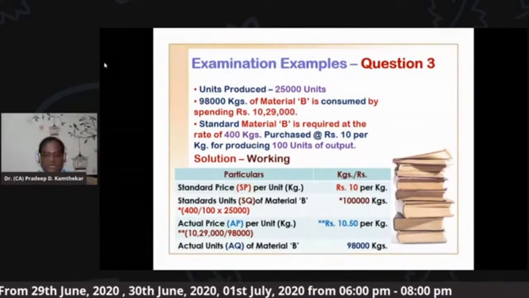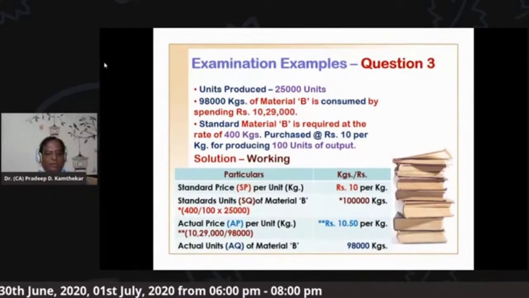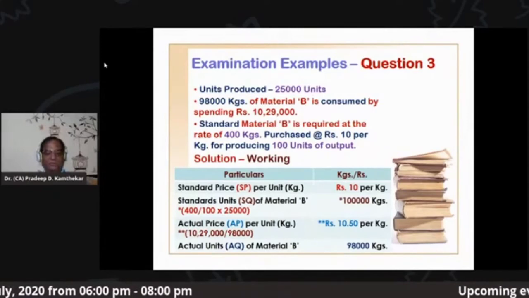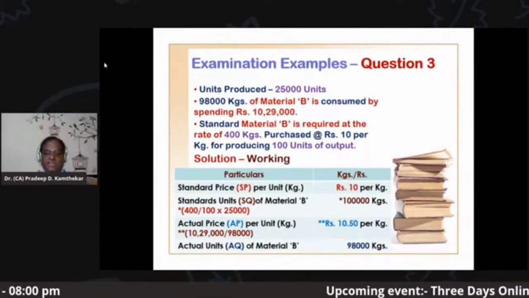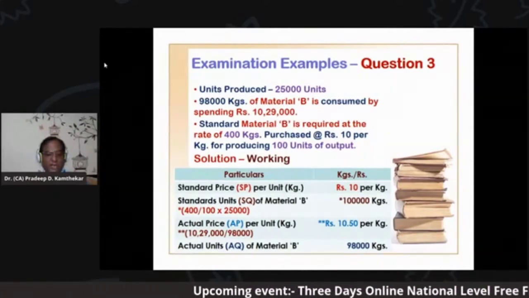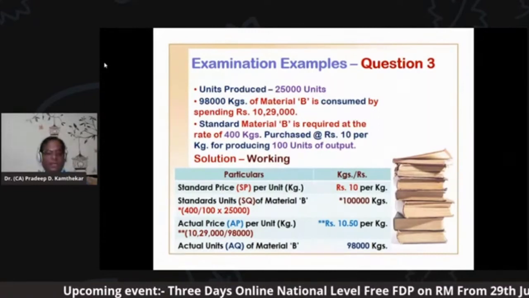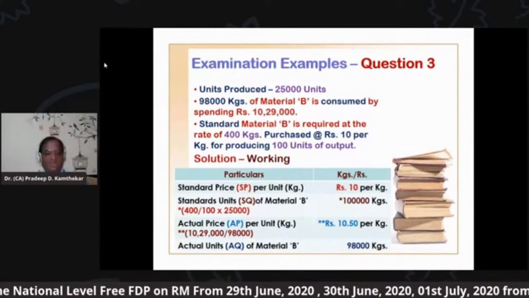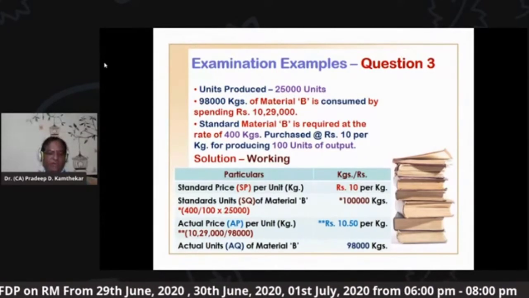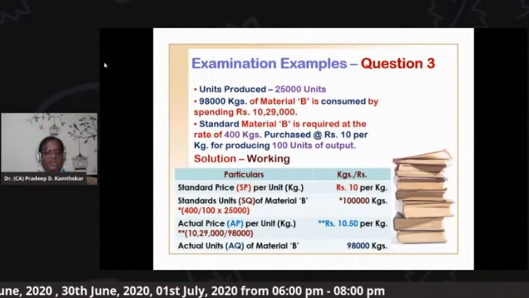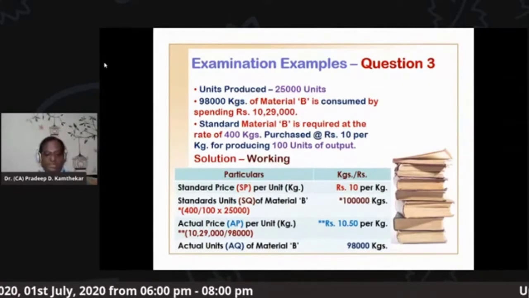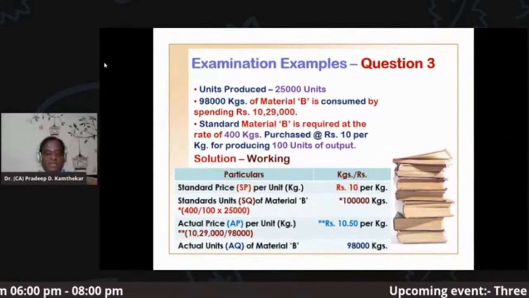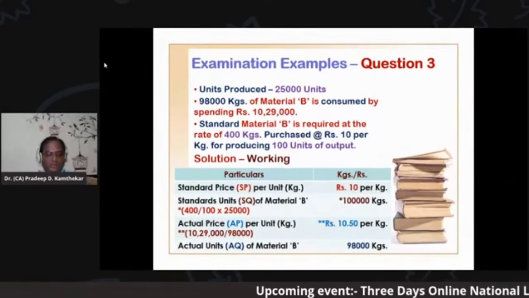Actual quantity 98,000. So we know AP and AQ now. Now let us see SP and SQ. Standard price per kg is given as 10 rupees, but you are told that 400 kgs of material is required for producing 100 units. Friends, in the previous problem it was for 10 units. Earlier to that, it was 1 unit. So this could be given for any number of units. Please don't get confused.